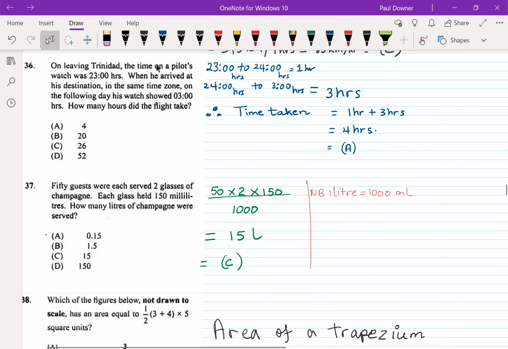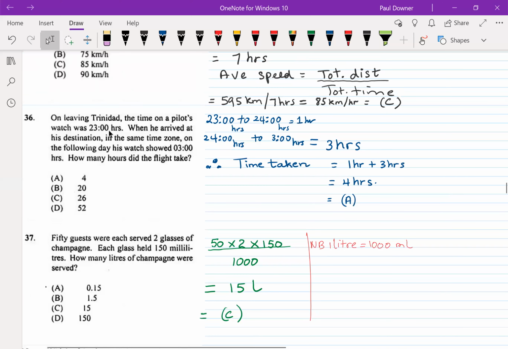On leaving Trinidad, the time on a pilot's watch was 2300 hours. When he arrived at his destination in the same time zone on the following day, his watch showed 0300 hours. All right, 2300, 0300. How many hours did the flight take? All right, well, let's check it out. Remember, this was the following day.